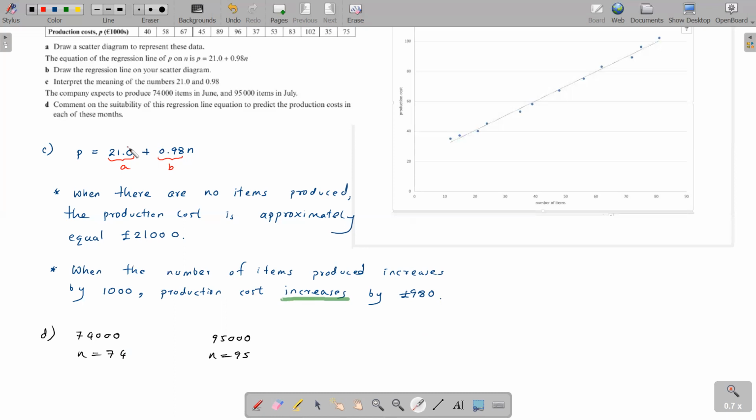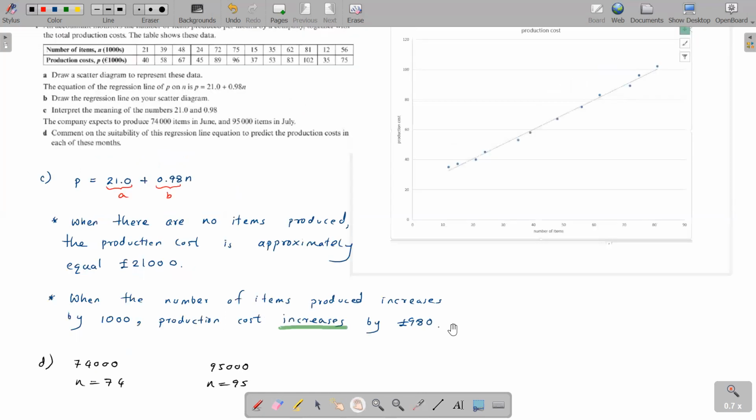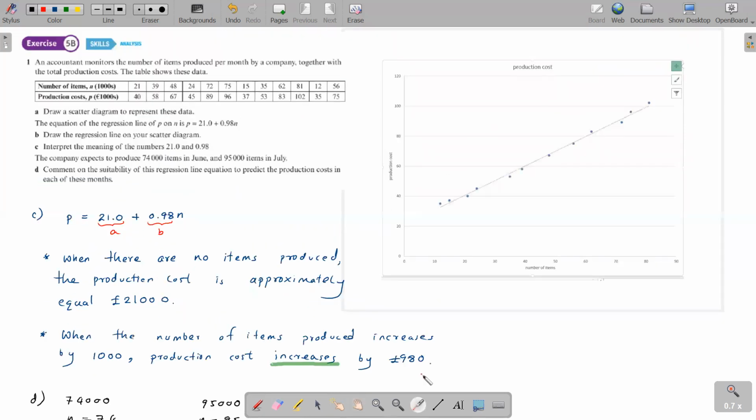So you get that. Now the thing is, they are not asking you to get the production cost. They are asking you to comment on the suitability of this regression line to predict the production cost in each of these months. So using n as 74, the answer I'm getting for the production cost, is it reliable? Then I use n as 95 and get the answer for P. Is it reliable? That's the question. So I gave you the rule. Do you recall? I told you that you can only use the regression line to predict values of x that are in the range.